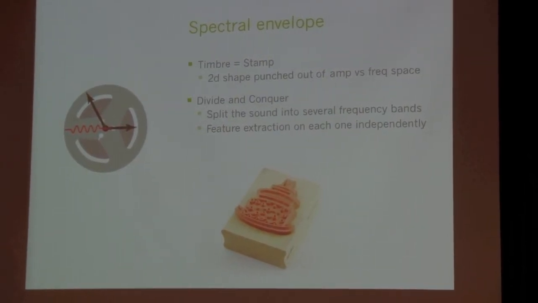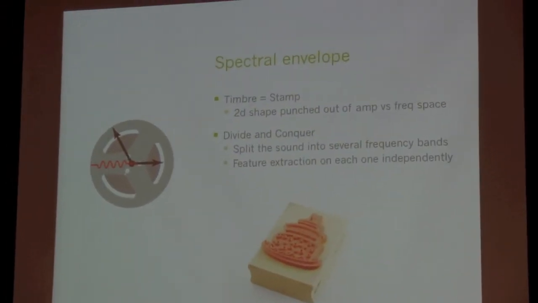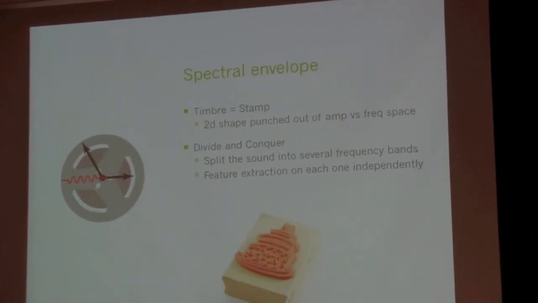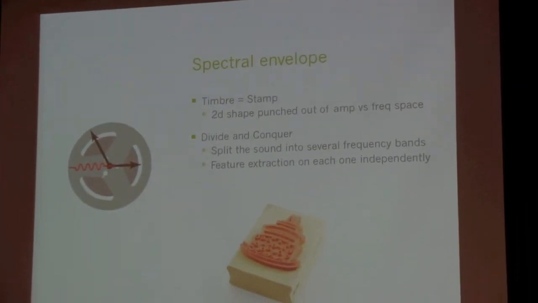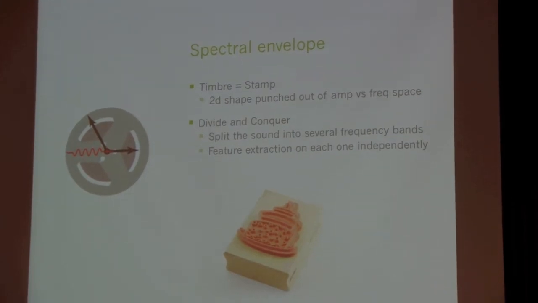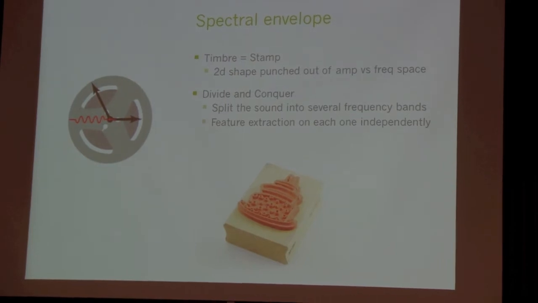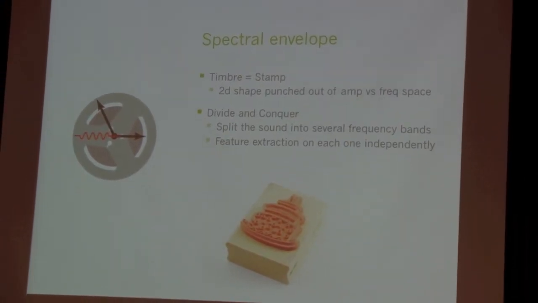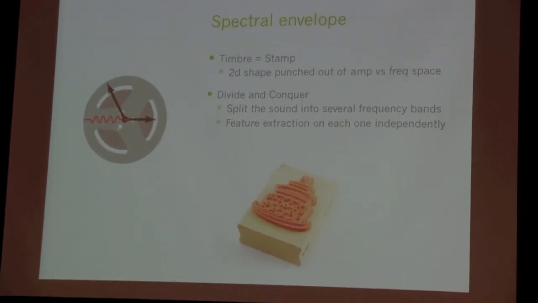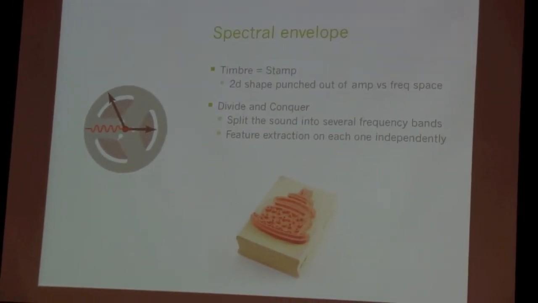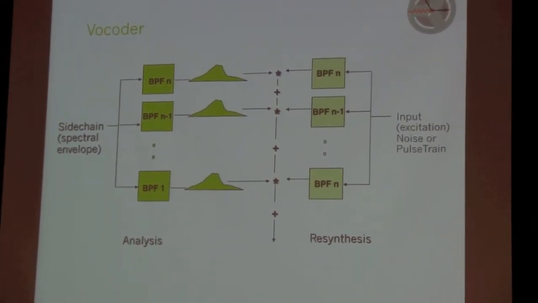So imagine that you have an EQ on your music playback device. You probably have some kind of an EQ setting where you can boost or attenuate different frequencies. So imagine that at each of those bands, you had an amplitude probe. Then you could have some kind of a readout of how much energy was in each of those bands. And that's the idea behind the vocoder.